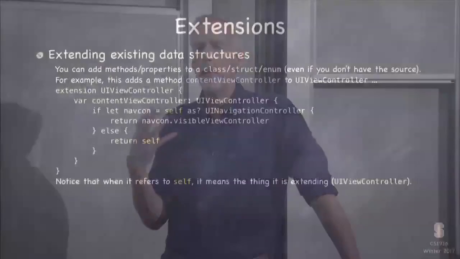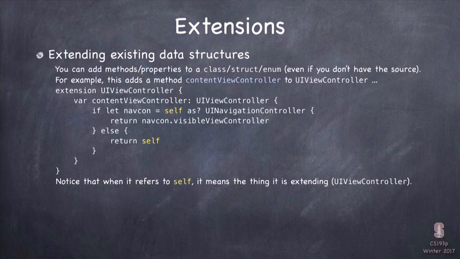Okay? Now, extensions, inside their code, can refer to self, and when they refer to self, they mean the class they're in. So in this case, this self means the UIViewController that is executing this var, which makes sense, right?